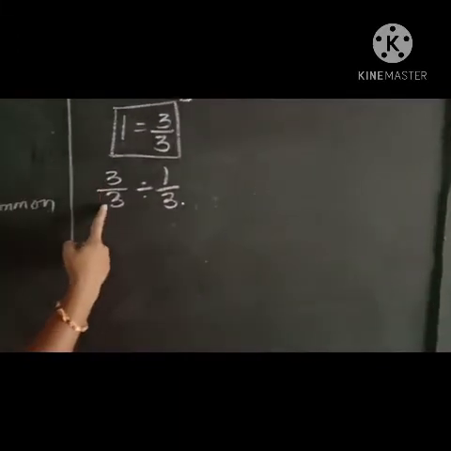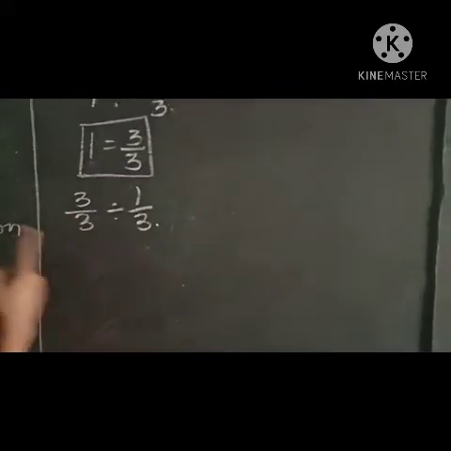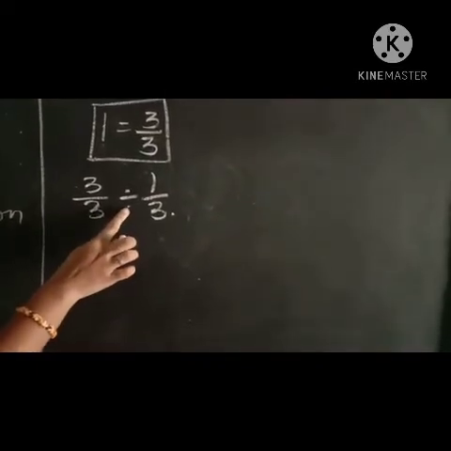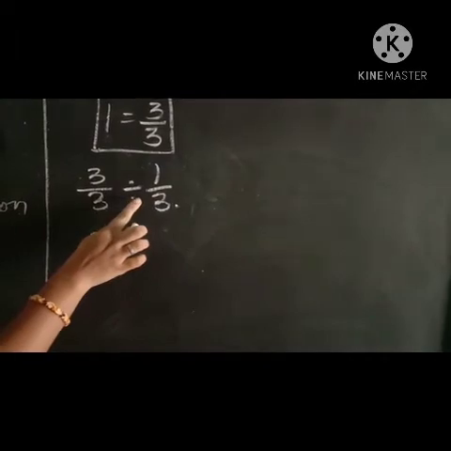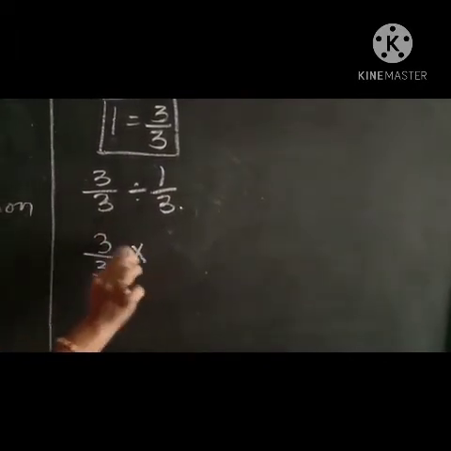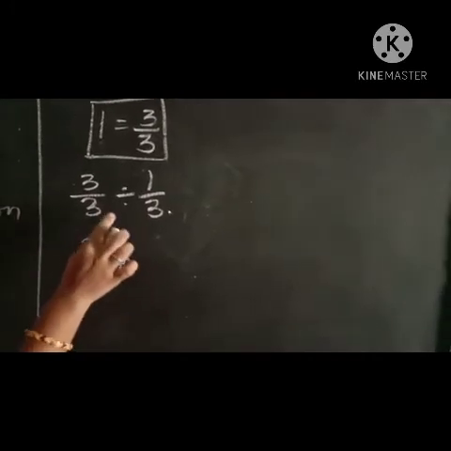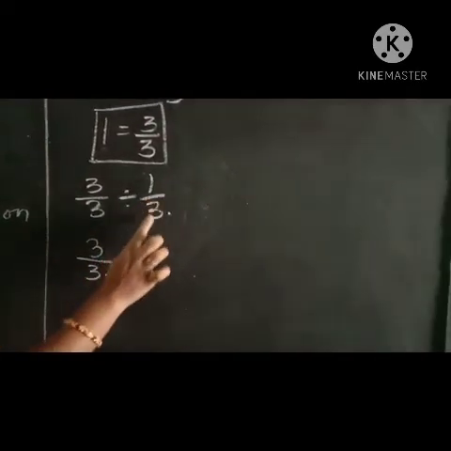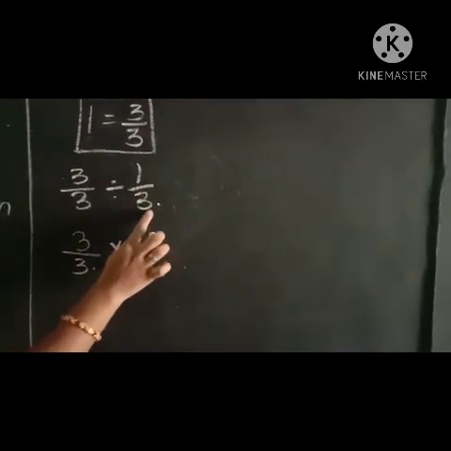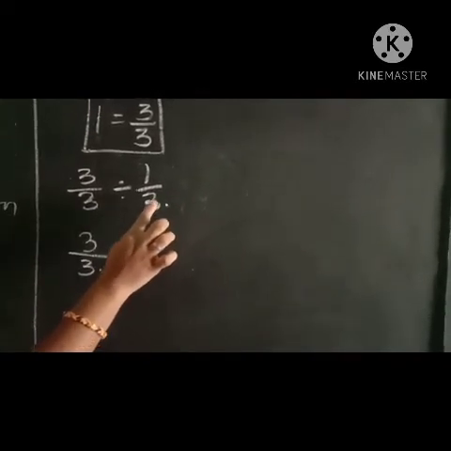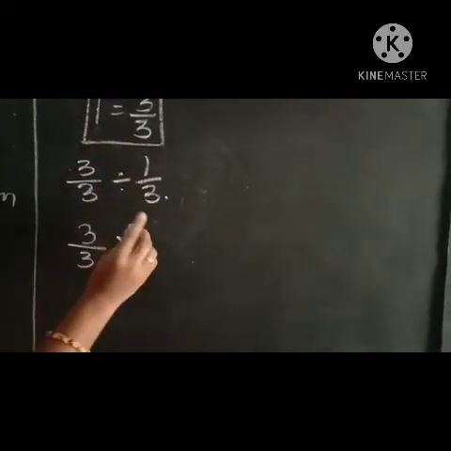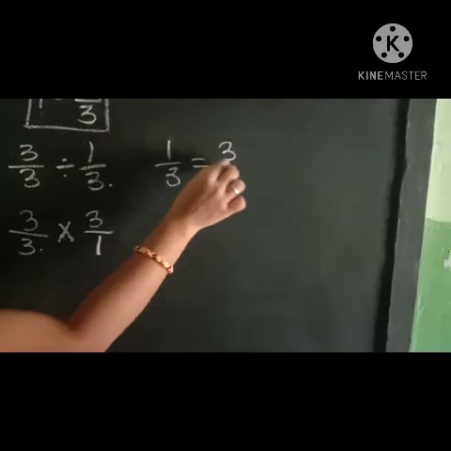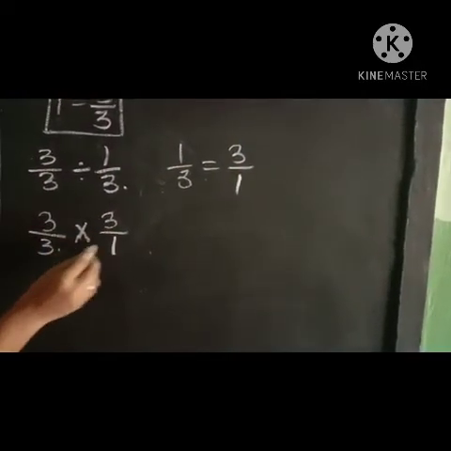3 by 3 divided by 1 by 3 is the sum. In divisions what we have to do here? The first fraction is there, just write the first fraction down, 3 by 3. And here what is the symbol? Division symbol is there. Now we have to change this division symbol and write the multiplication symbol. Again what is the second fraction here? 1 by 3 is there. Now we have to write its reciprocal, which means write the numerator as a denominator and denominator as a numerator. So 3 by 1. Here 1 by 3 reciprocals to 3 by 1. Okay children, 3 by 1. Now we have to multiply these numbers.